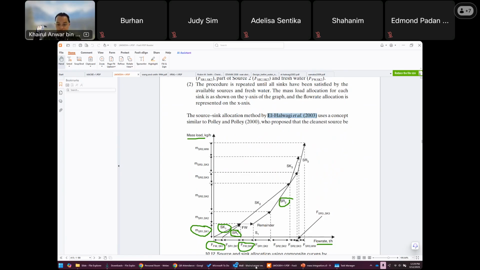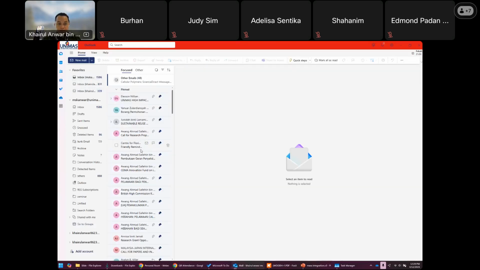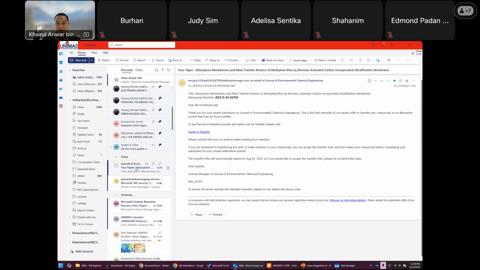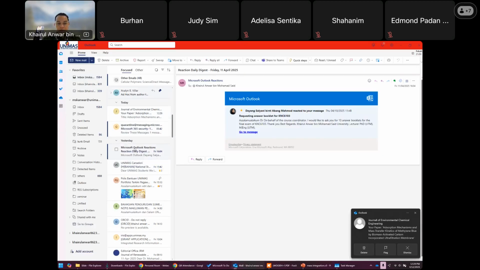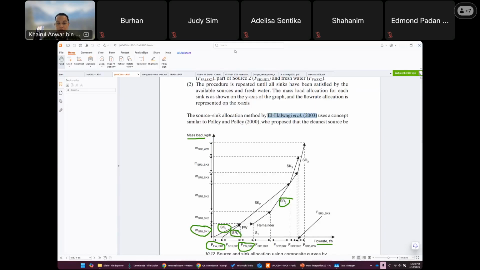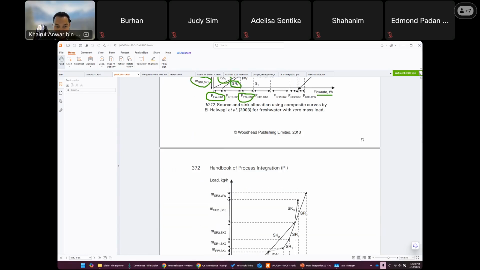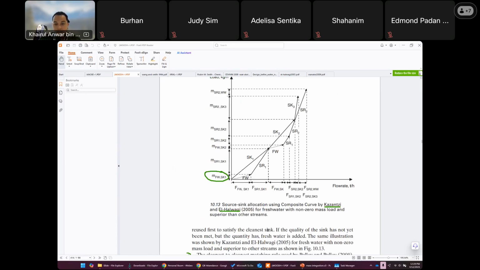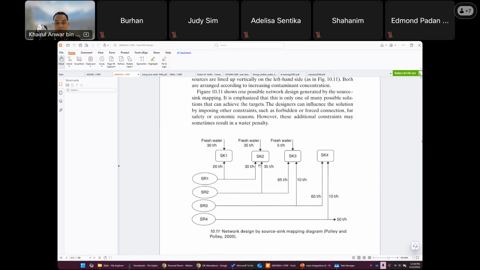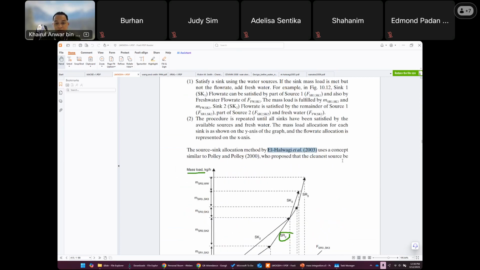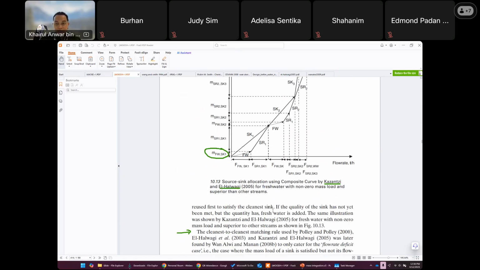The sourcing allocation method by El-Halwagi uses a concept similar to Polley and Polley, 2000. To propose that the cleanest source be reused first to satisfy the cleanest sink, which is true if you remember this method. The first source goes to the first sink. The cleanest source you reuse first to satisfy the cleanest sink. So the first sink is the cleanest.